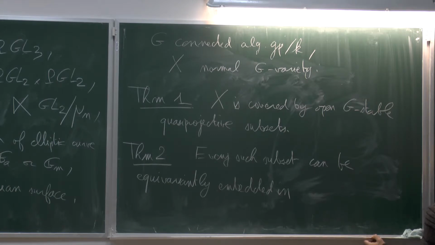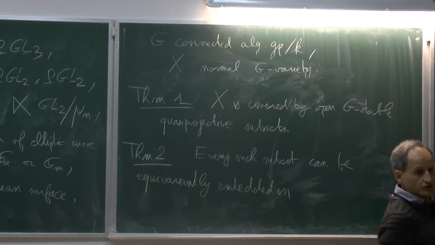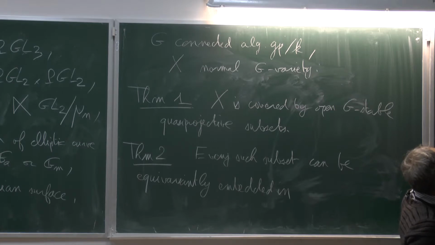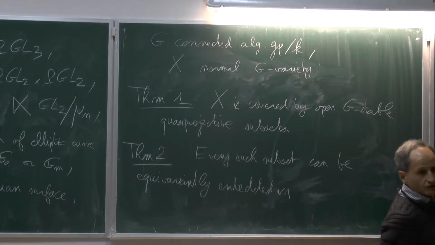H is an order subgroup of G. G mod H is an Abelian variety. And V is an H module. And P of V is the projectivization of this module. And this object appeared already in, I guess, several talks. It's a homogeneous projective bundle associated with G mod H and the action of H on this object.